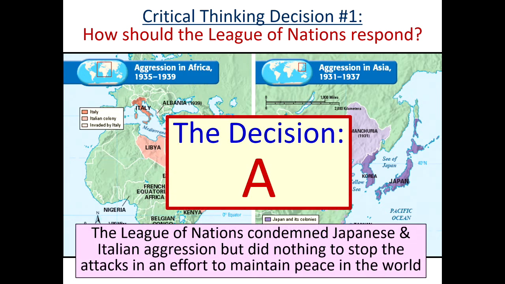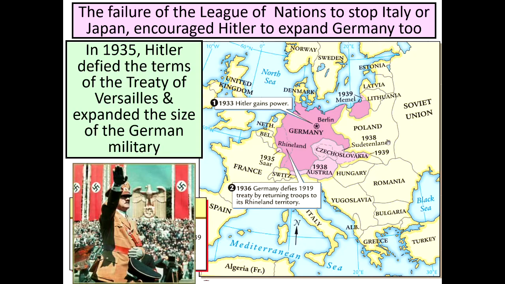The decision that was made, decision A. The League of Nations condemned Japanese and Italian aggression, but did nothing to stop the attacks in an effort to maintain peace in the world. The failure of the League of Nations to stop Italy or Japan encouraged Hitler to expand Germany too.